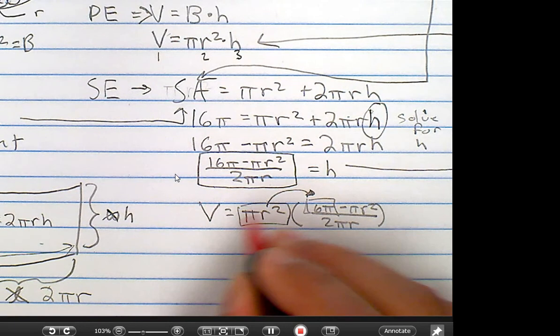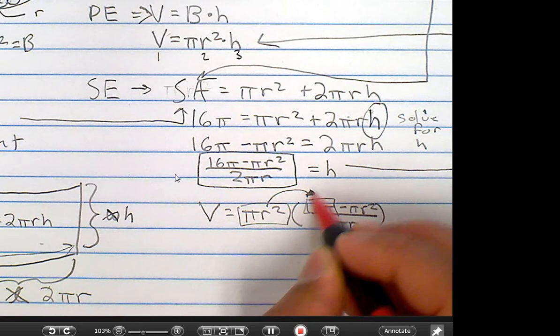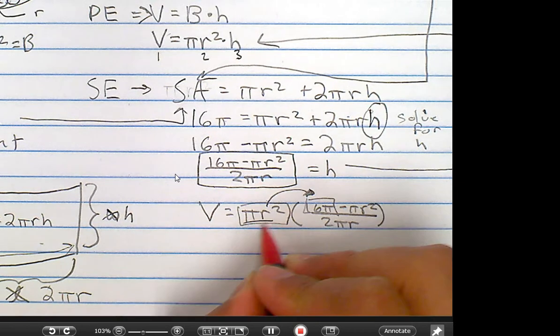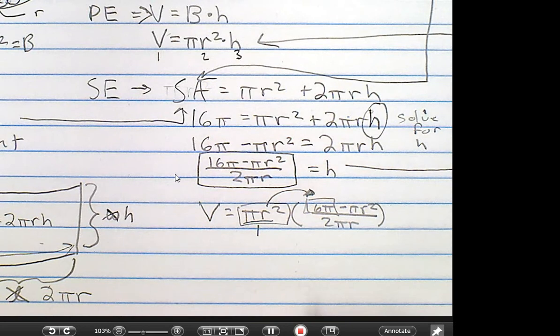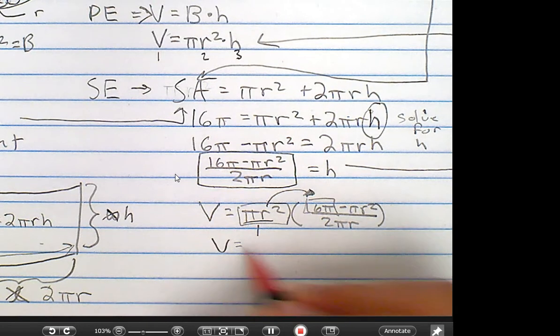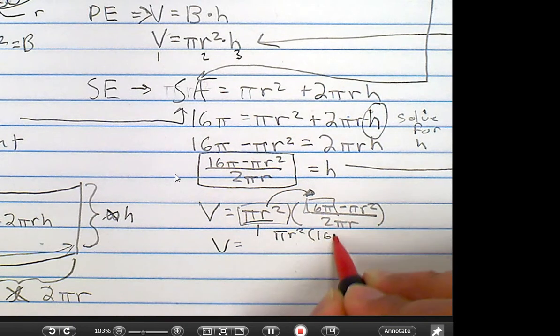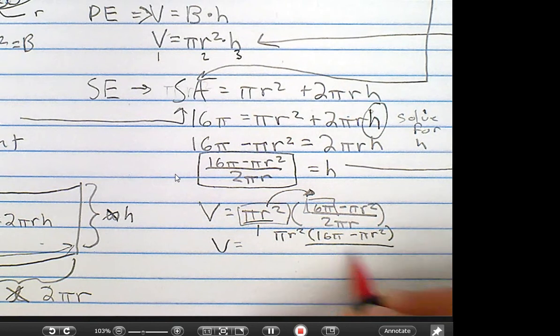Why am I multiplying times the top? By the way, let me back up. I don't know if I'm being clear here. Uh-oh, I think another pencil just bit the dust. Oh, it's got a little life left in it. This is really pi r squared over 1, yeah? And so, just so I don't confuse anybody, this is pi r squared times parentheses 16 pi minus pi r squared over 2 pi r.